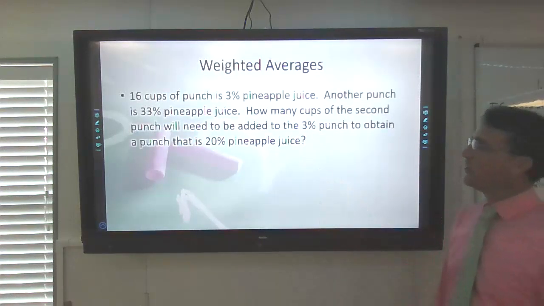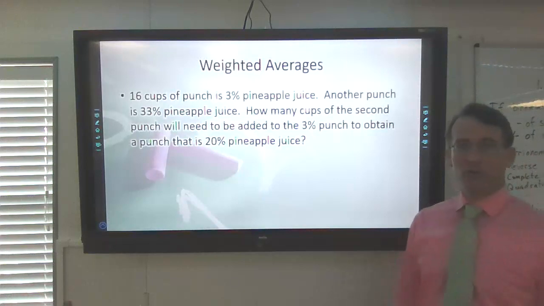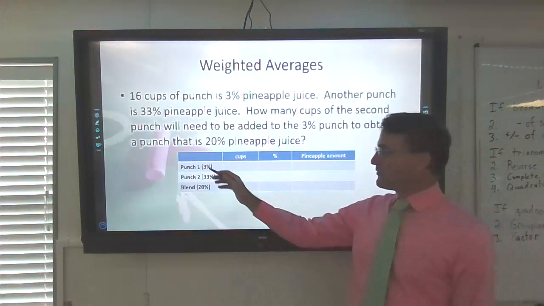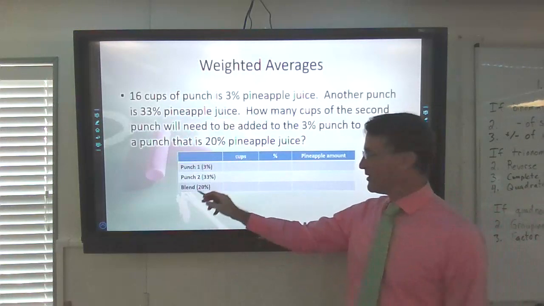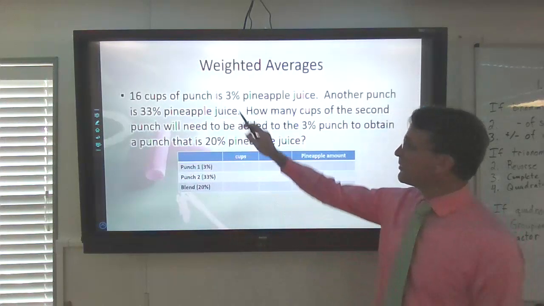All right, 16 cups of punch is 3% pineapple juice. Another punch is 33% pineapple juice. How many cups of the second punch is needed to add to the 3% punch to obtain a 20% pineapple juice? So I'm setting up my table. I've got the first punch, which is 3%, the second punch, which is 33%, and I've got my blend, which is going to be 20%. I can go ahead and put those percents here.